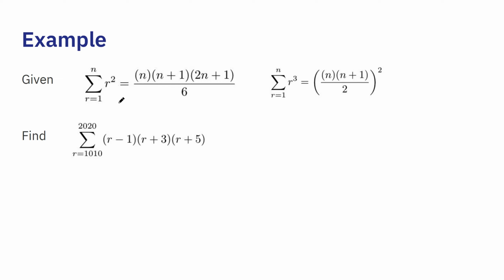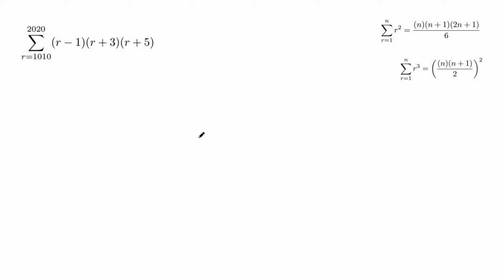Okay, so for example, let's say you're given these two summations. Remember, if they don't give you, you cannot quote these summations. So we want to find this very strange looking summation over here. How are we going to go about doing it?